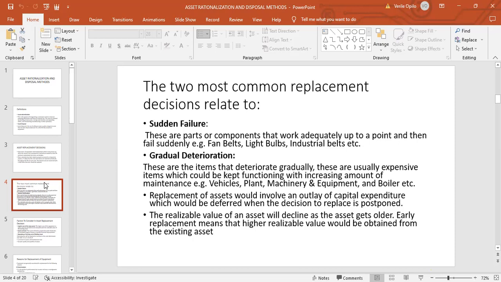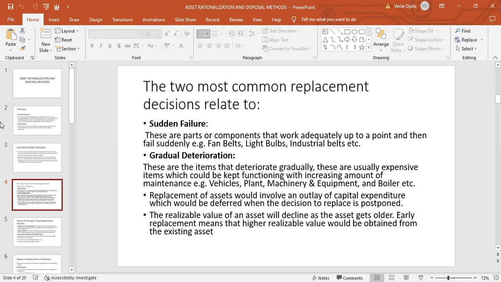Either it could be because there is a sudden failure in the asset, that the asset one time just broke down, and maybe it is not repairable, or it is very expensive to repair, so you'd rather just buy a new asset. When they suddenly fail, maybe there is no repairing them. Some things you just can't repair, some things you just have to replace.